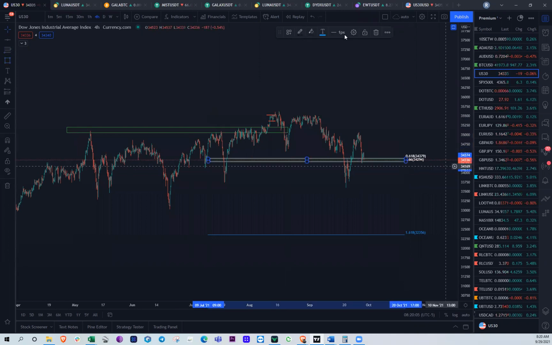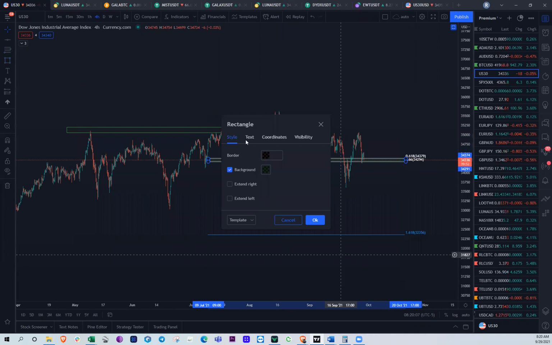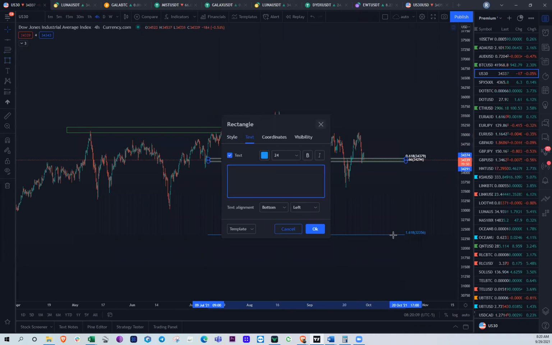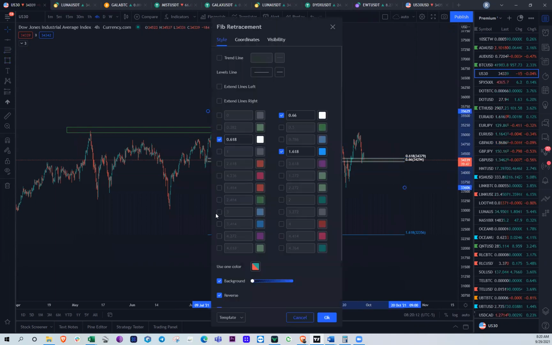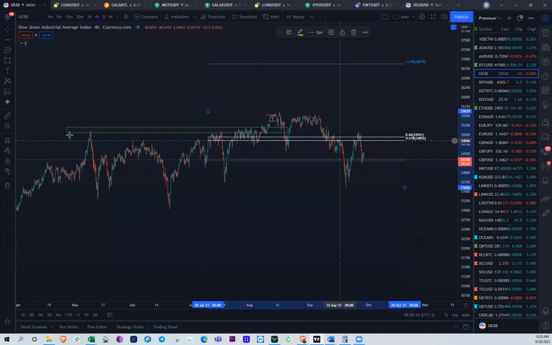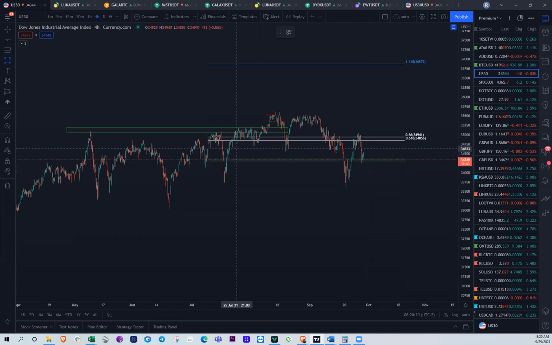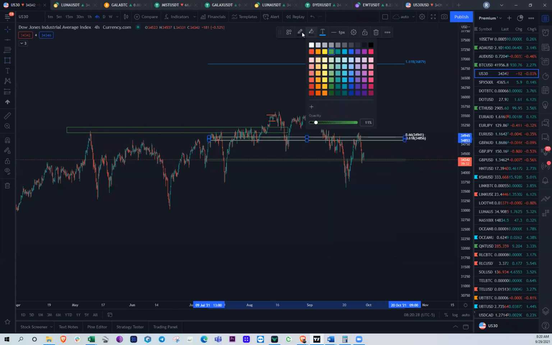So that's that. And then again, we just go to settings, and hit reverse. And that's basically our resistance area, which played a part already. And so these two levels are basically giving you that support and resistance. I'm going to go ahead and make this red, just as cautionary.